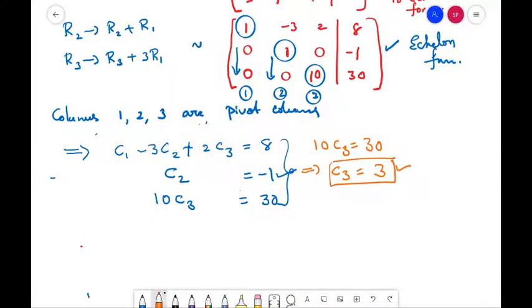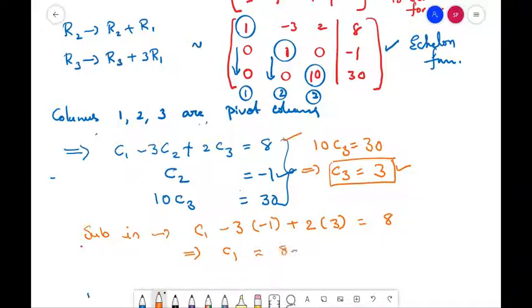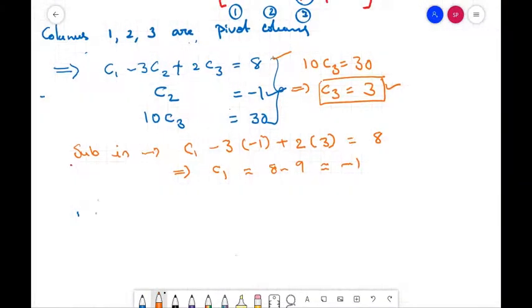So substitute in the equation. Then you will get C1 minus 3 into C2, which is minus 1, plus 2 into C3, which is 3, is equal to 8. That implies you have C1, and this is 3 plus 6, 9. C1 is equal to 8 minus 9, which is equal to minus 1. Therefore, you got the values here: C1 is equal to minus 1, C2 is equal to minus 1, and C3 is equal to 3.